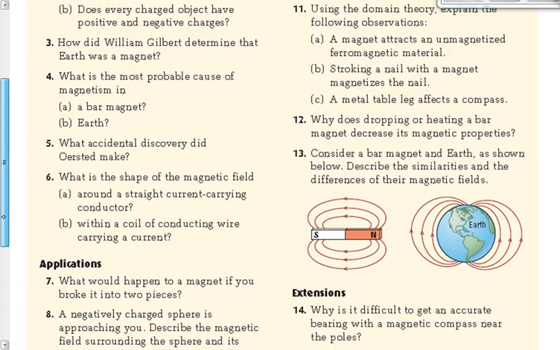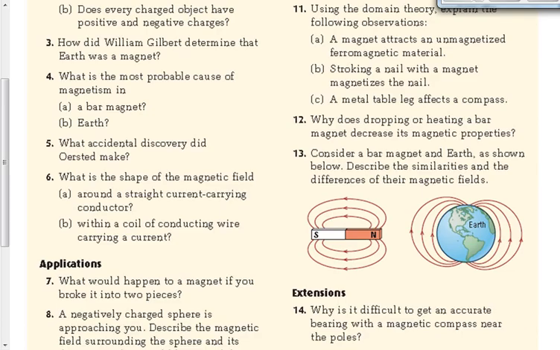6 says, what's the shape of the magnetic field around a straight current-carrying conductor? A is a fairly straightforward one. What's the shape of the magnetic field surrounding a straight current-carrying conductor? In other words, around a straight wire, as long as it has a current going through it. It's the shape of it. Quickly, one word. Circle. Circular, right?